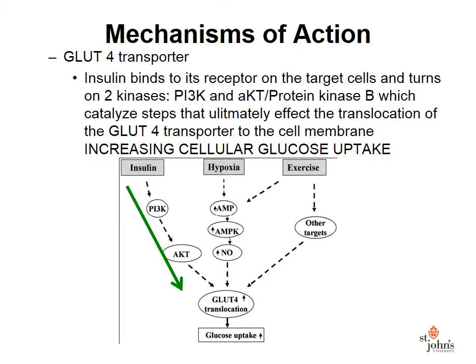Now, more of a focus on exercise, because we know that exercise is beneficial in diabetic patients. It helps with reducing their average blood glucose levels over time in patients who are able to regularly exercise. And so we've studied mostly the left portion, where the green arrow is, and insulin's ability to do that.